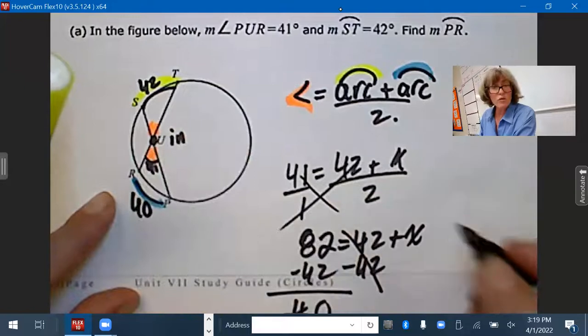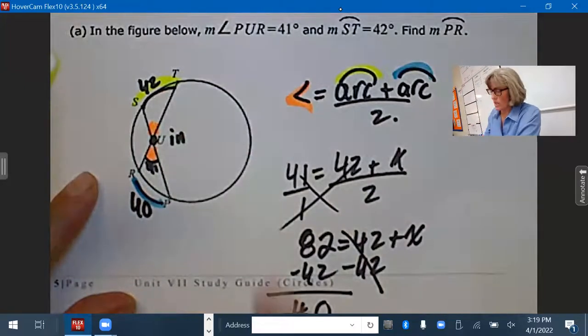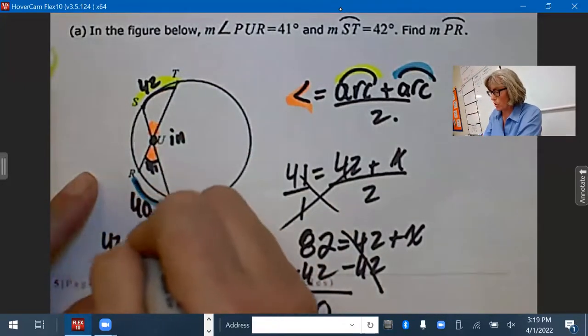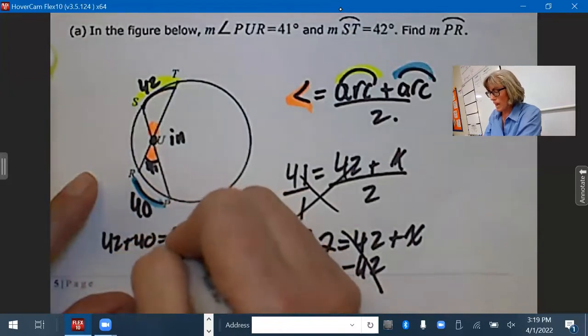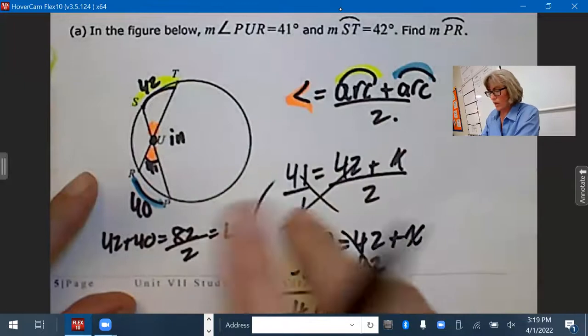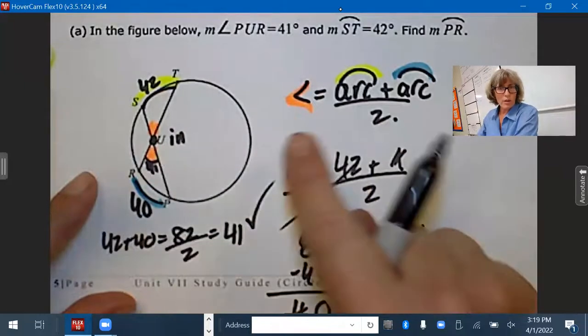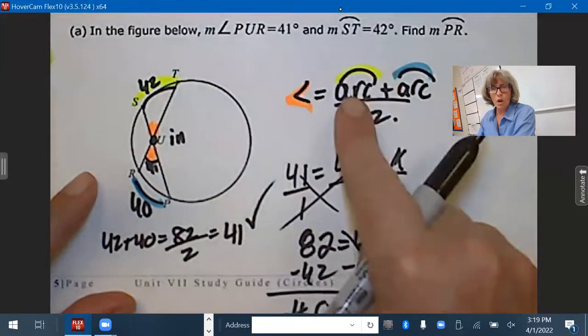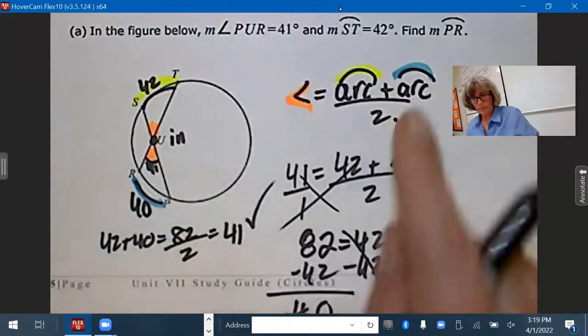And we're saying that's 40. What's really nice is it's super easy to check this. You just do 42 plus 40. That equals 82, divided by 2. You get 41, and check, there is your angle. So the in is arc plus arc over 2.